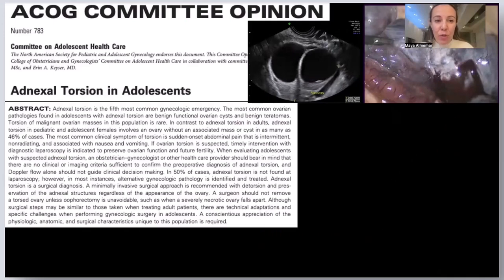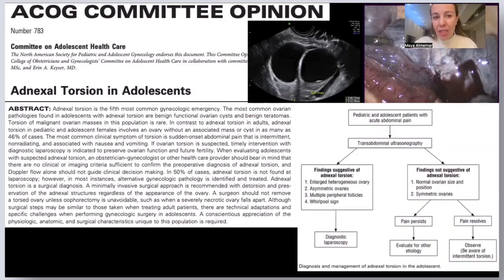We mustn't forget that torsion is the fifth most common gynecological emergency, and about 30 to 40% of torsion happens in those under the age of 20. And even more interesting, really, is that it seems that in the pediatric and adolescent population, torsion in about 49% of cases doesn't really have to have an ovarian cyst. So it's just the ovary or the tube that is twisting. So this is clearly an important diagnosis.